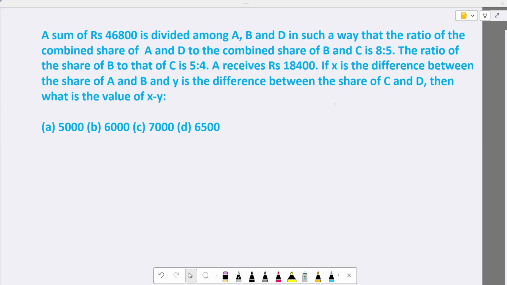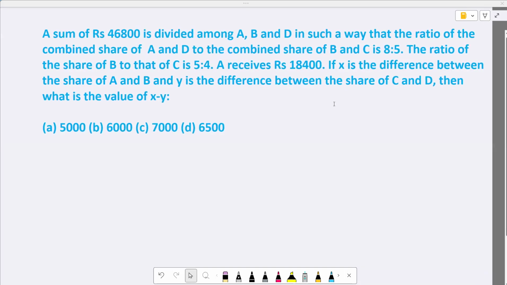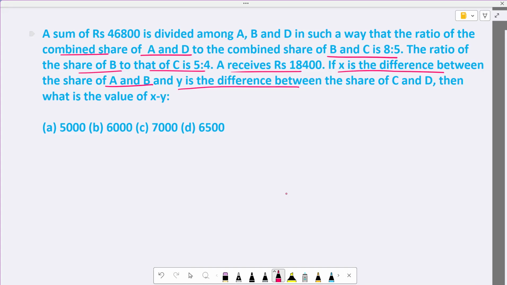In this video, we'll be continuing with the ratio questions. And the first question for today says, the sum of 46,800 is divided among A, B, C, and D in such a way that the ratio of the combined share of A and D to the combined share of B and C is 8:5. The ratio of the share of B to that of C is 5:4. A receives 18,400. If X is the difference between the share of A and B and Y is the difference between the share of C and D, then what is the value of X minus Y?